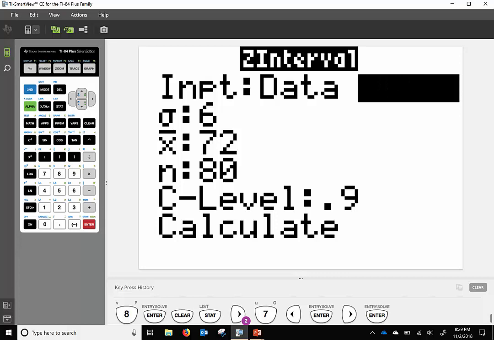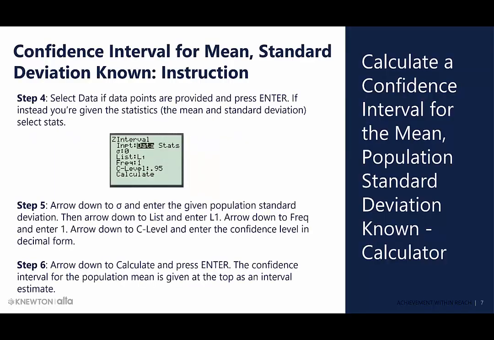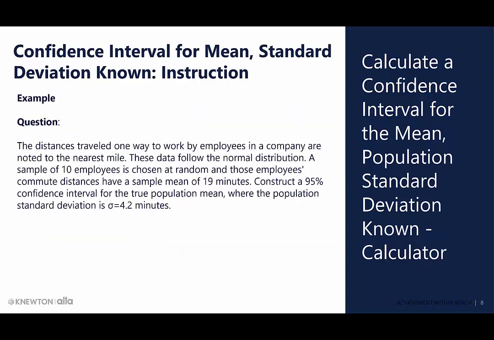What type of stats do you need? You need to know the population standard deviation. That's why it's a z interval. You need to know x bar, which is your sample mean. n is your sample size. And C-level is your confidence level. And that's what this slide is just telling you. It's just explaining the different parts of it.